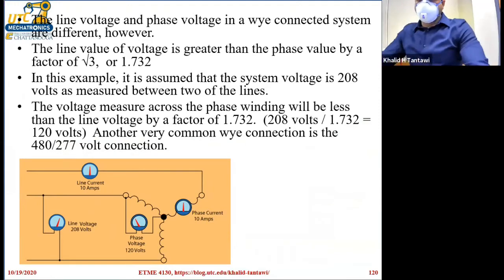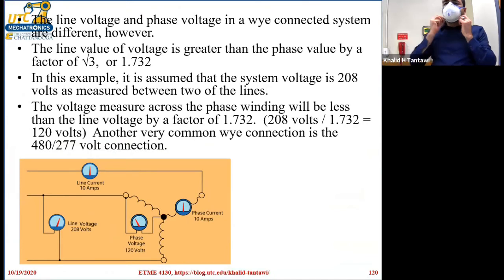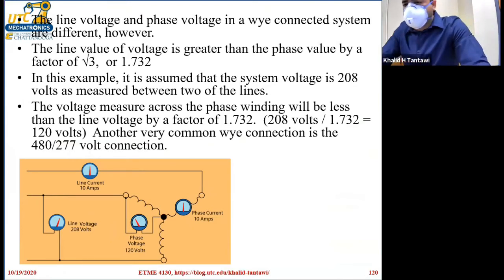Let's do this example here. We have the line voltage and phase voltage in a Y-connected system being different. The voltage measured across the phase winding will be.